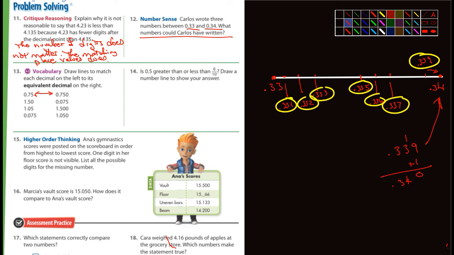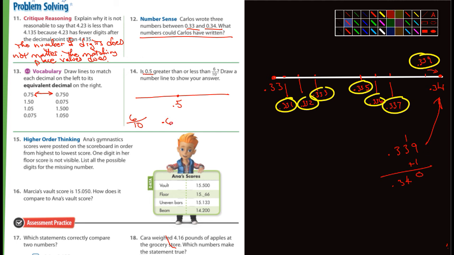All right, number 14. Is 0.5 greater or less than 6 over 10? Draw a number line to show your answer. So here's my number line. Okay, I'm going to put 0.5 right here in the middle. 0.5. Okay. What's another way of saying 6 over 10? You guys should remember that from the previous lesson. That's going to be 0.6.